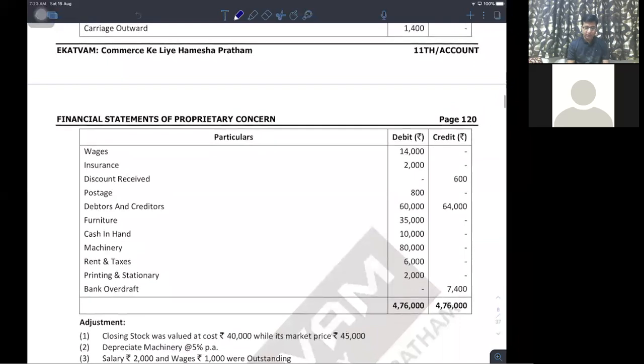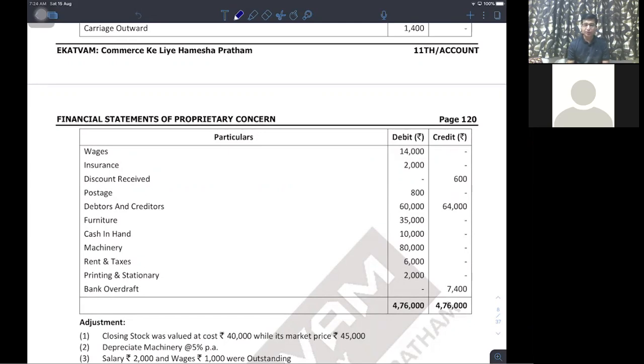Then carriage outward. Now please understand there is a difference between carriage inward and carriage outward. Carriage inward means the carriage that you have paid, the transport, freight, etc. that you have paid on the goods purchased. That becomes your direct expense. But the carriage that you have paid on the goods which are dispatched, sold to your customers, is called an indirect expense, and therefore that will go into the P&L account. So carriage inward in the trading account, but carriage outward in the P&L account. That's point number one.